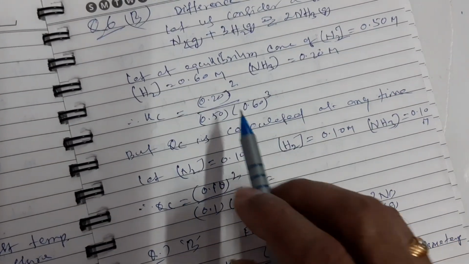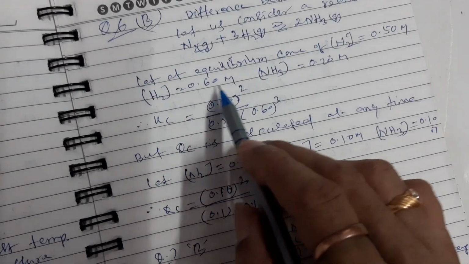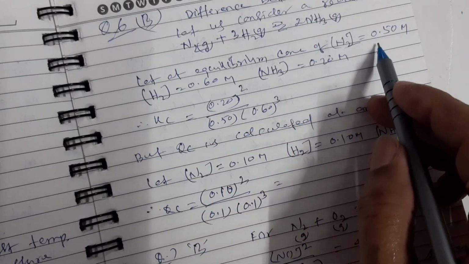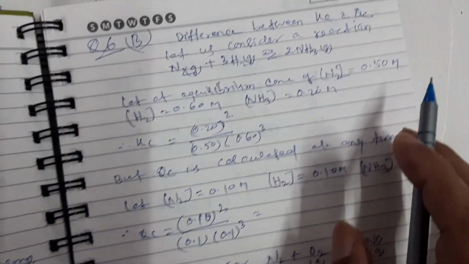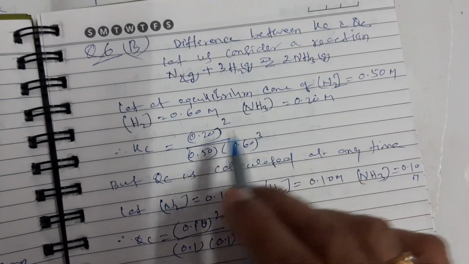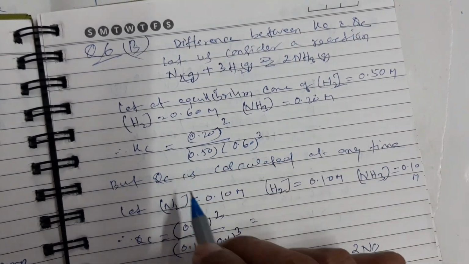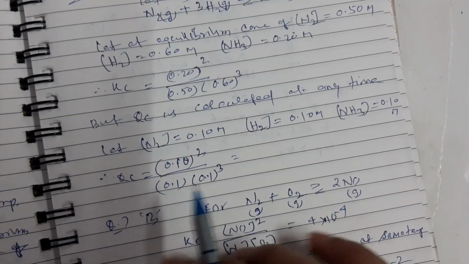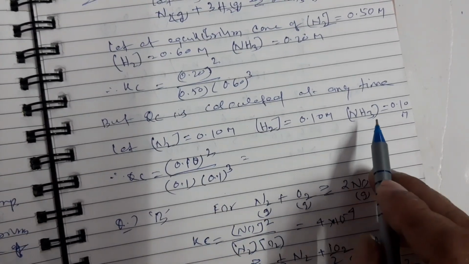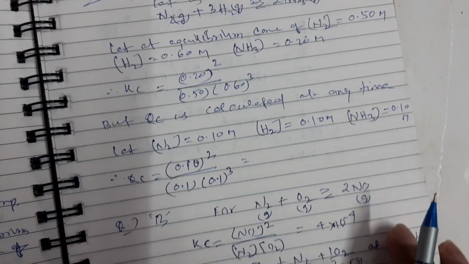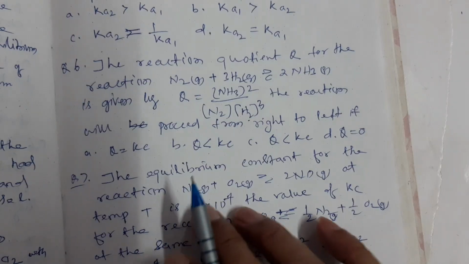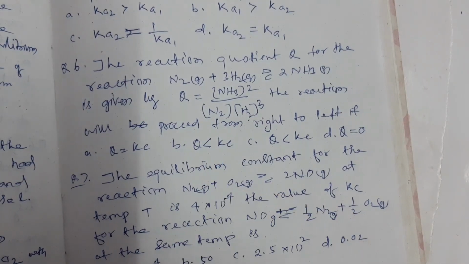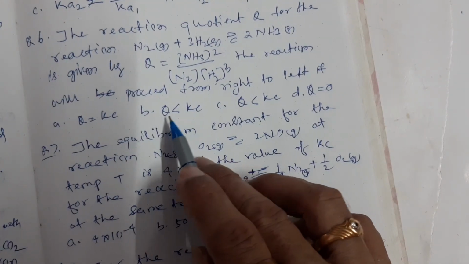So for question number 6, an example is taken. Let the equilibrium concentration of nitrogen be this much, equilibrium concentration of hydrogen this much, ammonia this much. So Kc is this much. But Qc is calculated at any instant, at any time. So let its concentration be this much. So this is the case. So choice B is the correct answer, because Q is less than Kc, or Kc is greater than Qc.